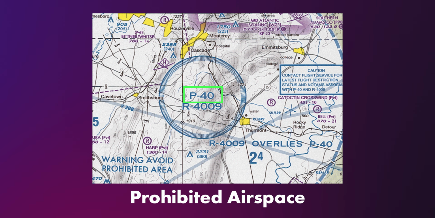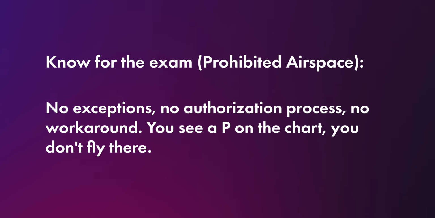On a sectional chart, prohibited areas are shown with a blue P followed by a number. P40 is the prohibited area over Camp David, for example. For the exam, no exceptions, no authorization process, no workaround. You see a P on the chart, you don't fly there.